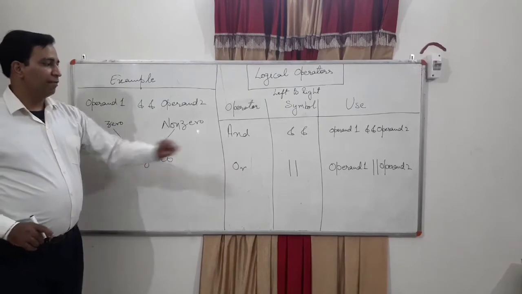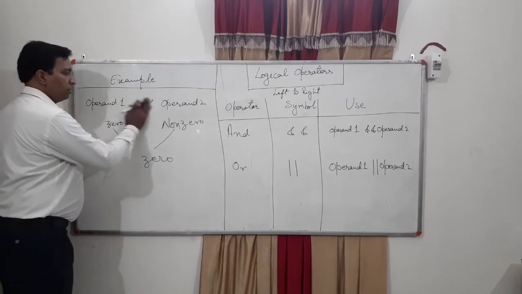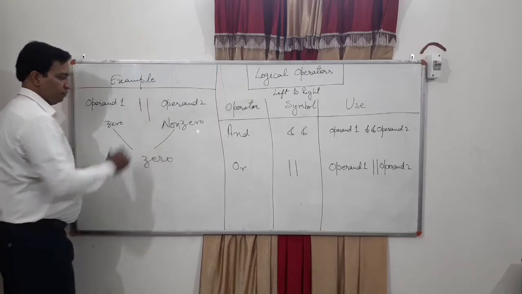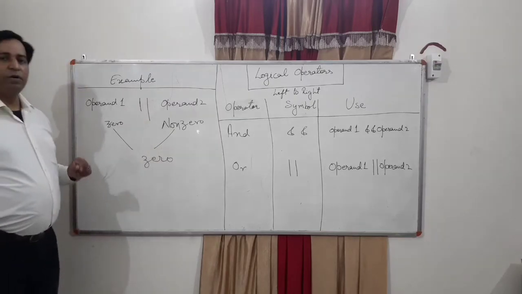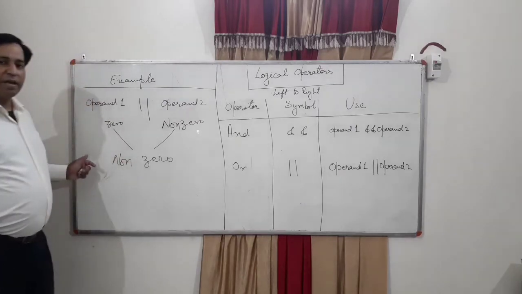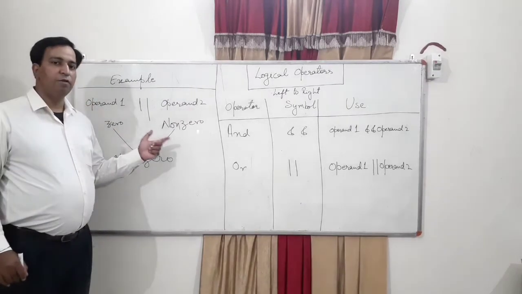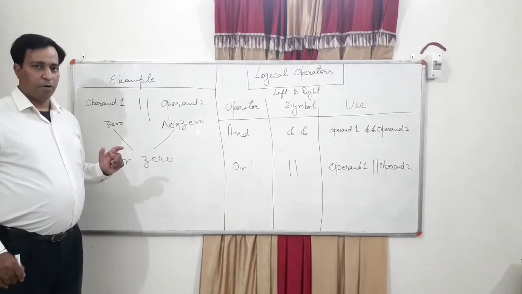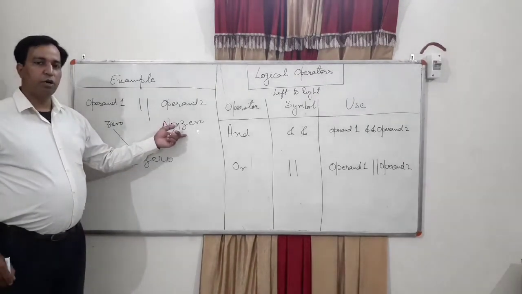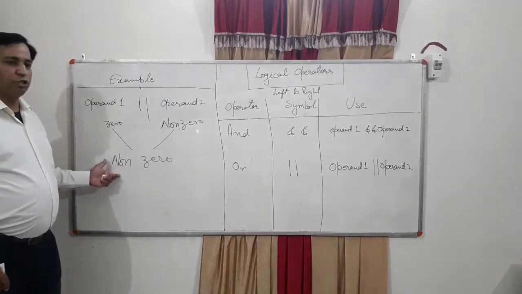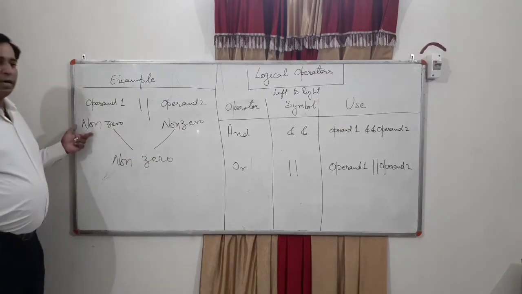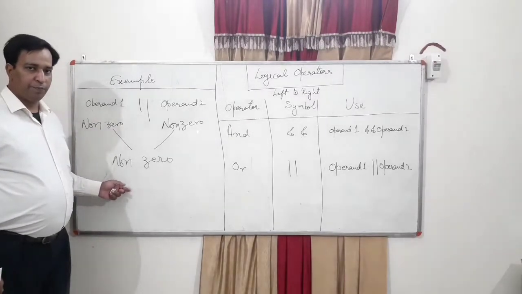In the same way, if you talk about the OR operator, the OR operator will return a non-zero value even if one of the operands has a non-zero value. Like here, one operand is 0, the other operand is non-zero, it will give you a non-zero value. If both the operands are non-zero, it will return you a non-zero value.